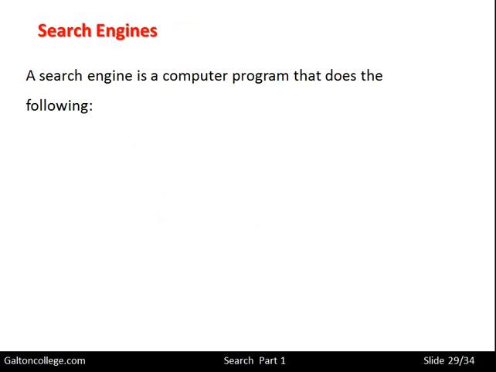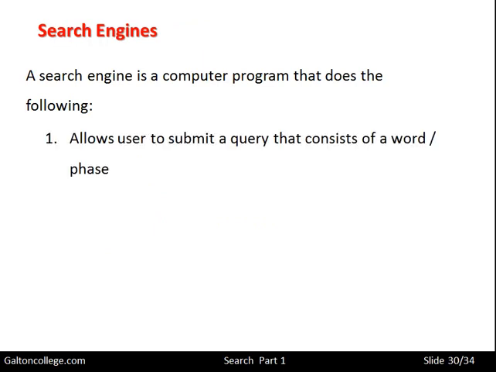So a search engine is a computer program that does the following. It allows users to submit a query that contains a word or a phrase. So a search engine just enables us in a little box to type in what we're interested in. And nowadays it's very sophisticated. The little box looks at certain words and ignores them. So if I typed in that I want to find Ford and Mondeo, the chances are, it will ignore the and. It's just looking for Ford Mondeo.